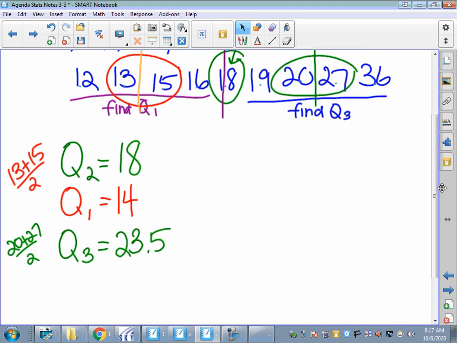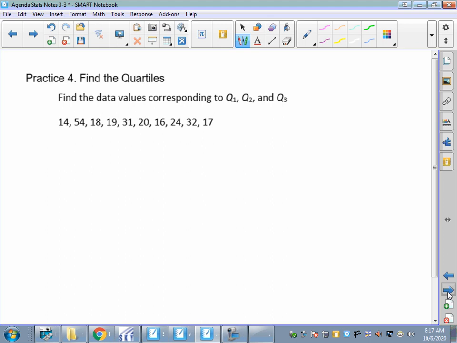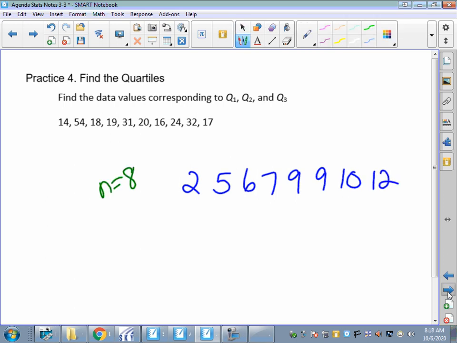The biggest question that I have is what if I had an even number of data? So let's say I had, I'm going to flip to the next page. What if I had an even number of data? I'm going to write down data: 2, 5, 6, 7, 9, 9, 10, and 12. So I've got 8 pieces of data, right? So if I'm going to find Q2, my median, 1, 2, 3, 4, my median's going to fall right here. So I'm going to find the average of 7 plus 9 divided by 2. My Q2 is going to be 8.